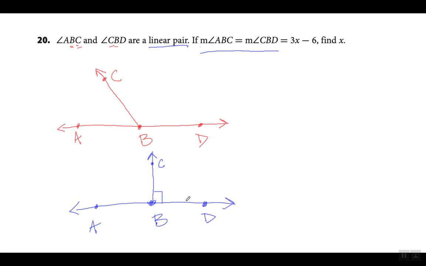And by the way, if you remember from the beginning of this lesson, these are perpendicular lines, because perpendicular lines form 90 degree angles. Okay, so it says that these two angles equal each other and they measure 3x minus 6 degrees. Okay, so they want us to solve for x.